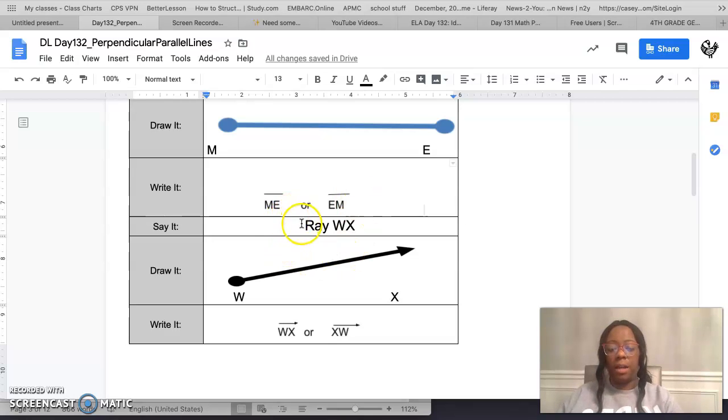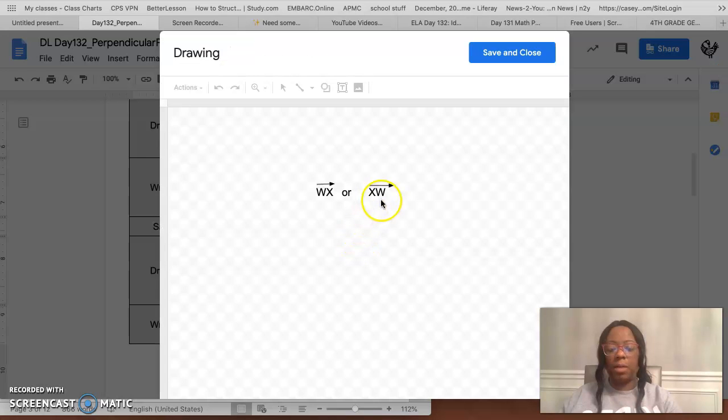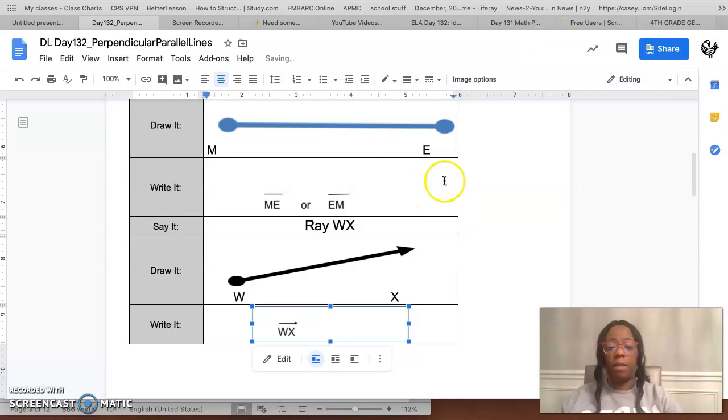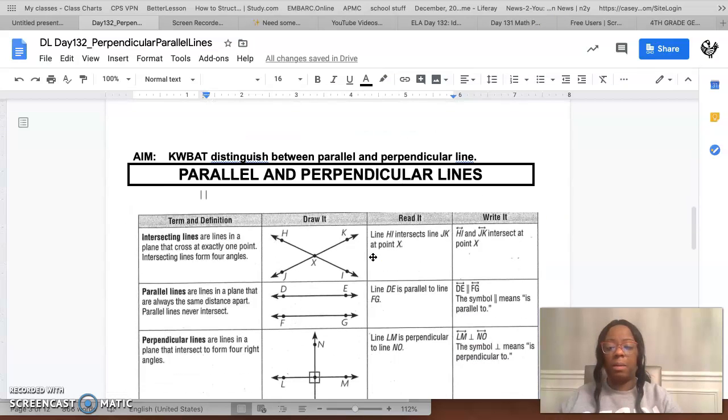Now, the thing with ray WX is that our endpoint is W because we usually start with W, and our arrow that goes on forever is X. So let me go in and change this up a little bit because it can only say ray WX because W is our starting point. W is our ending point, and X is the point that goes on forever. So I changed it up because I made a mistake. All right, let's keep it moving.